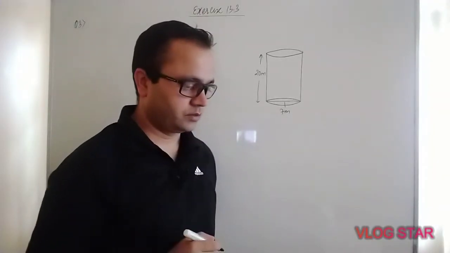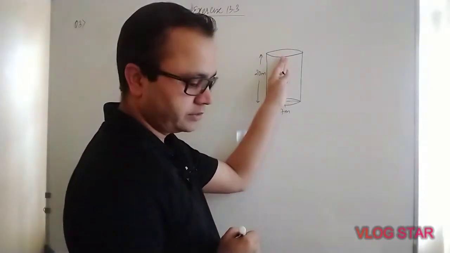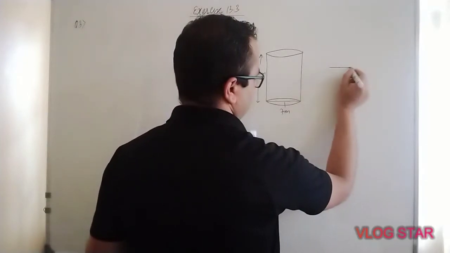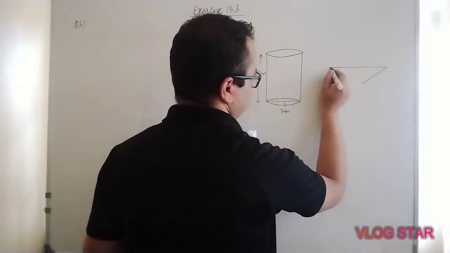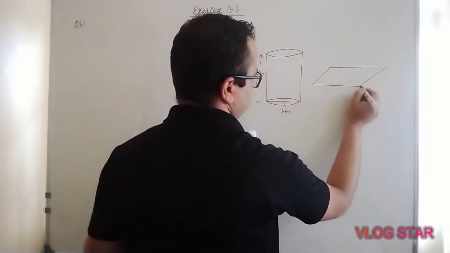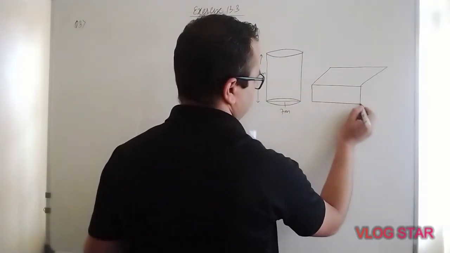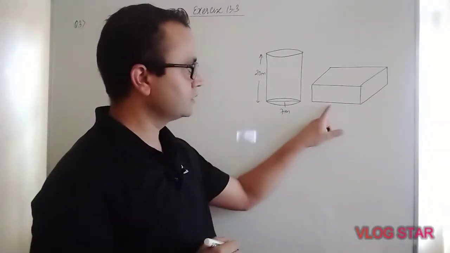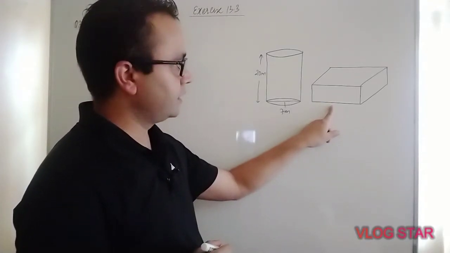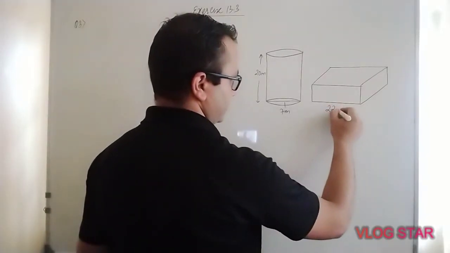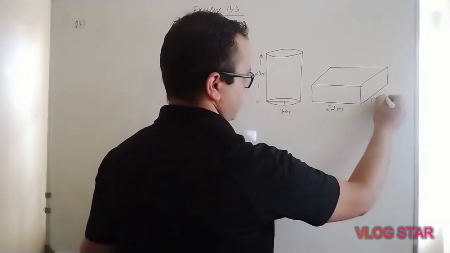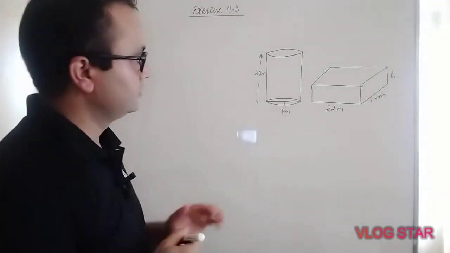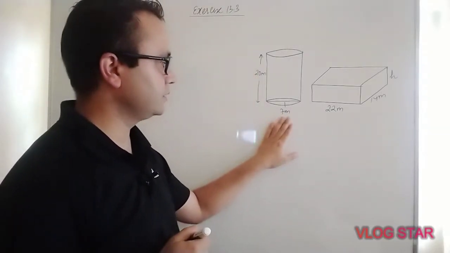The earth from digging is evenly spread out to form a platform like this. This is a platform, 22 meter by 14 meter. Its length is 22 meter and 14 is breadth. We need to calculate the height of the platform. The well is 20 meter deep and diameter is 7 meter.